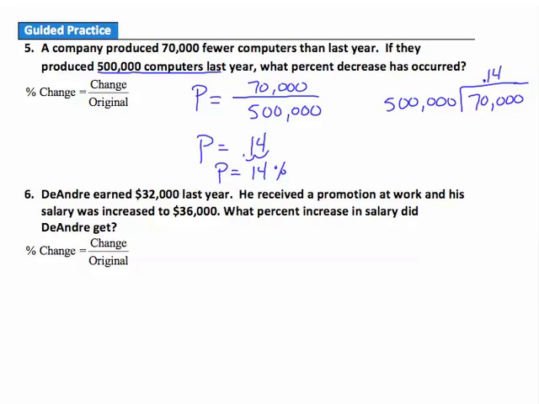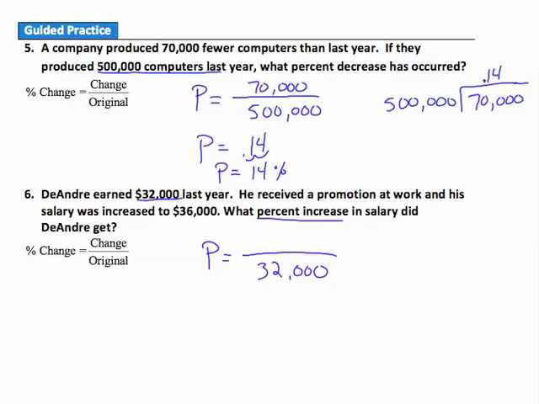Question 6. DeAndre earned $32,000 last year. He received a promotion at work and his salary increased to $36,000. What percent increase in salary did DeAndre get? Well, we want to know what the percent increase is, so that's our unknown value. So we're going to leave that as P. Let's take a look at the starting or original amount. Well, he started with $32,000 before this raise. So that's what we want to have here.